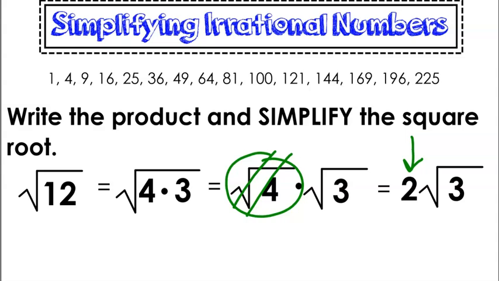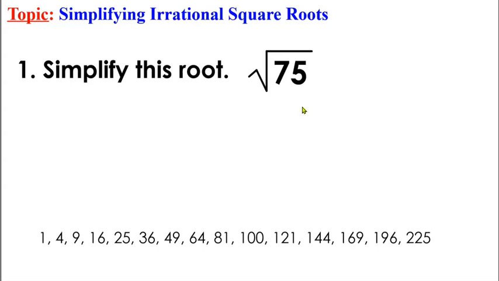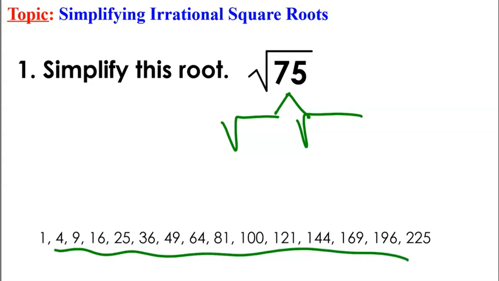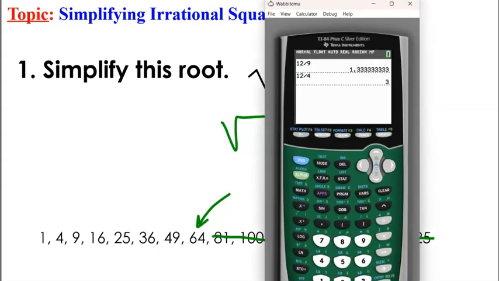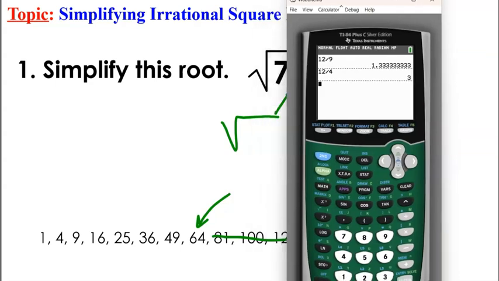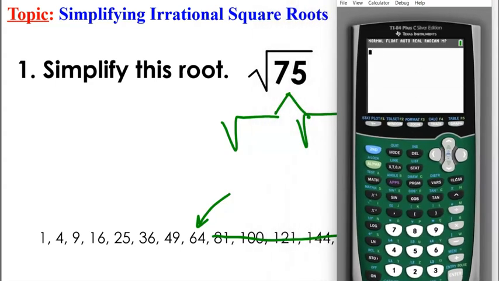Let's try that again from the beginning. Let's say you have the square root of 75. We're going to try and break this 75 up into 2 separate factors, with one of them being a number from this list. Now obviously, it can't be a number that's higher than 75, so I'm not even going to try these. Your best bet is to start here from the highest value. Now I know that 64 is pretty close to 75, so there's no way it's going to be a factor. So I'm going to go down the list.